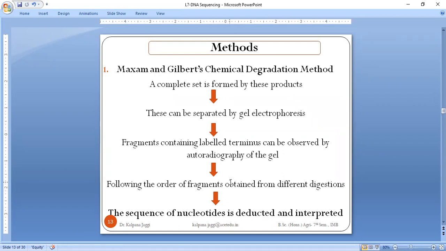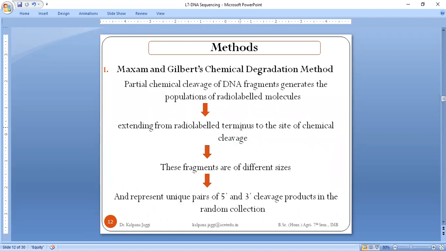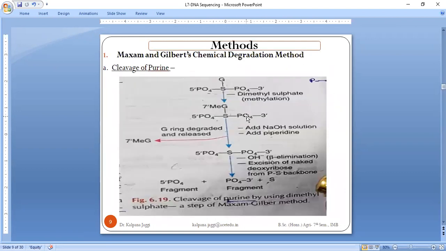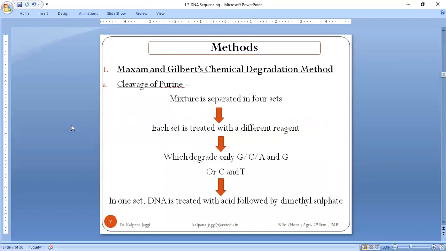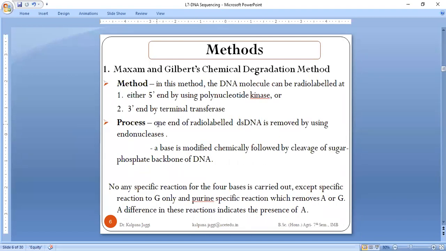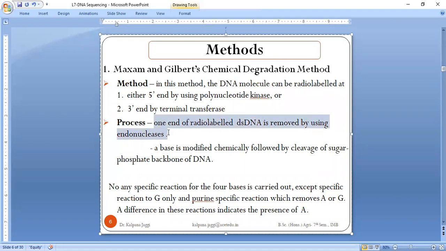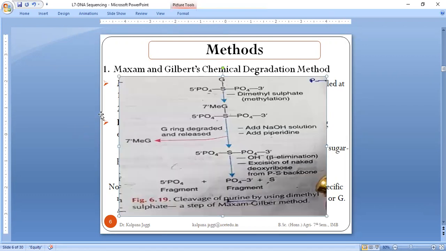chemical degradation method. But here nowhere did we discuss the effect of chemicals. So I let you know, chemicals are all utilized in terms of purine and pyrimidine degradation. See, while we are going towards the completion of the process, while radiolabeling the ends of the double stranded DNA, there itself a base is to be modified, right? Base is to be modified, and there is to be the breakage of the sugar phosphate backbone.